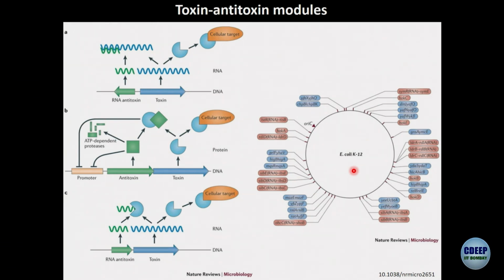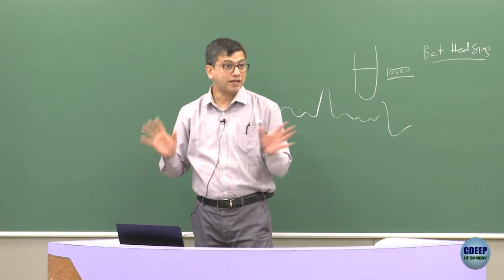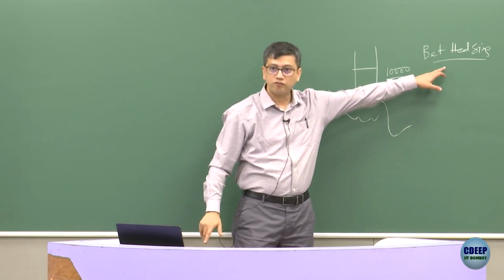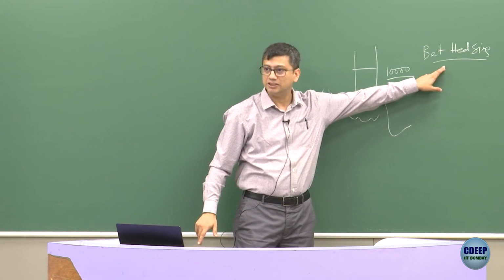In some of the populations, all the things are working. In some of the populations, only one toxin-antitoxin module is working. In some, maybe 3 are working. In some, maybe 10 are working. So many varieties are happening, so that E. coli is keeping populations ready for facing any particular situation, bet hedging.